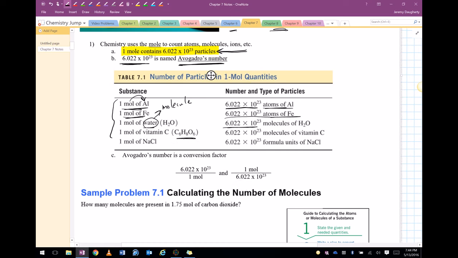Vitamin C is also a molecule. Sodium chloride now is an ionic compound. We call it a formula unit. I'm fine if you call it a molecule. I'm not going to kick you out of class. All right, so here is the idea of a mole, Avogadro's number.